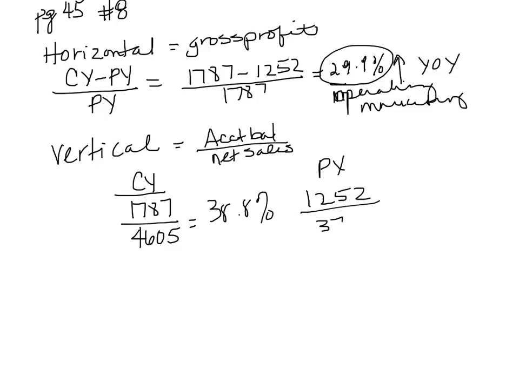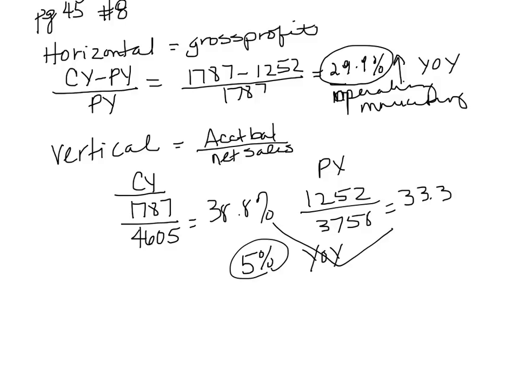If we wanted to do the previous year, we take the account balance of 1252 and divide it by 3758. So 1252 divided by 3758, we get 33.3. So what this says is the gross profit grew about 5% year over year.